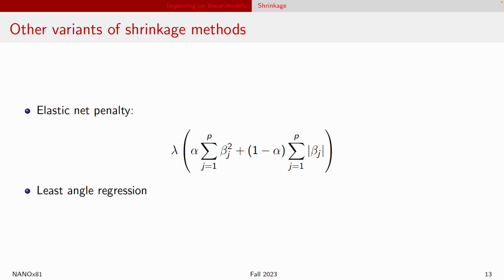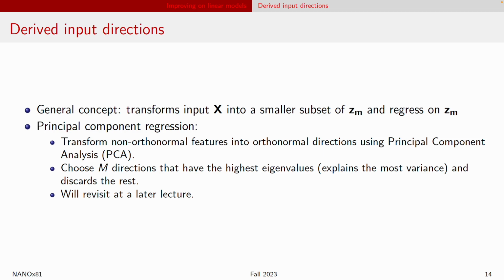Now, here, of course, you have two parameters to optimize. You have to optimize your alpha parameter, and you also have to optimize the ratio between your ridge penalty term and your lasso penalty term. So you have one additional parameter to find the best value for. There's also something called least angle regression that I'm not going to talk about, and we'll move on from here. Before I move on, any questions regarding the shrinkage methods?